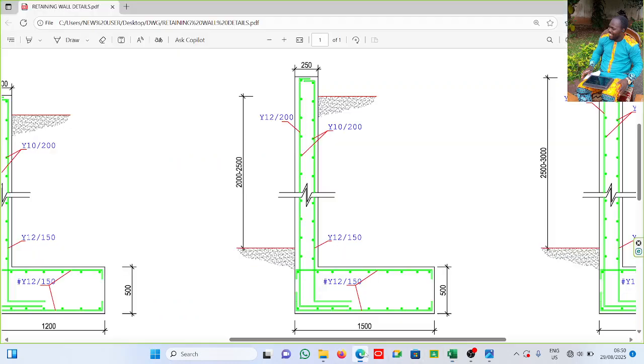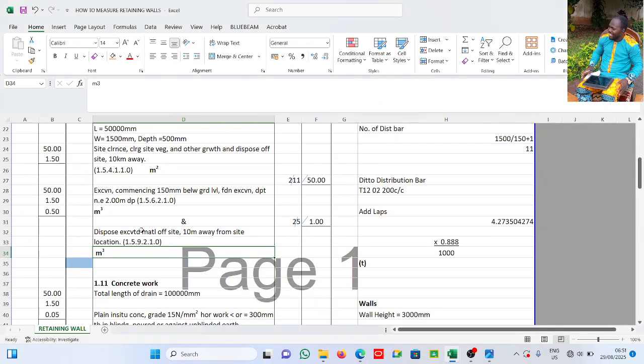This is the plan here. It is 1,500. This is the depth of the footing. It is 500. Well, there's something I didn't allow for. It is the blinding. On this project, the blinding was 50 mm, not 100. It was 50 mm. So this is going to be 0.55.